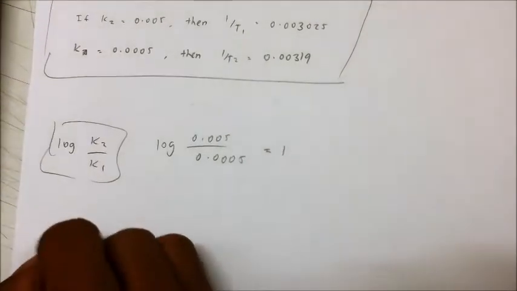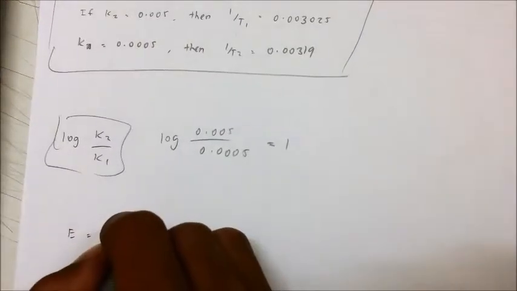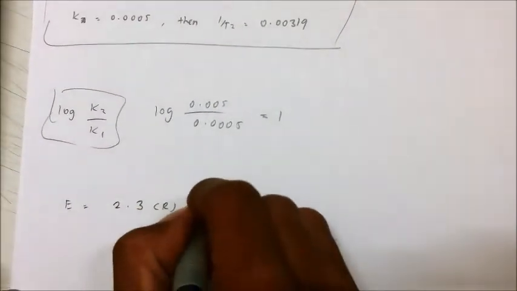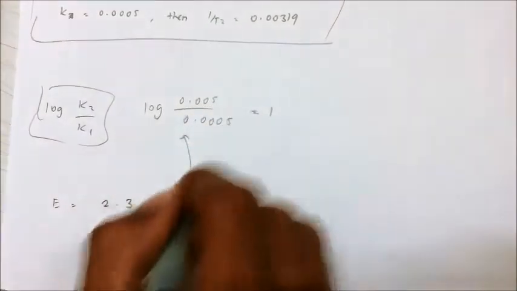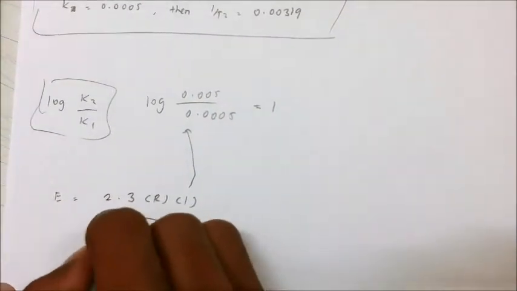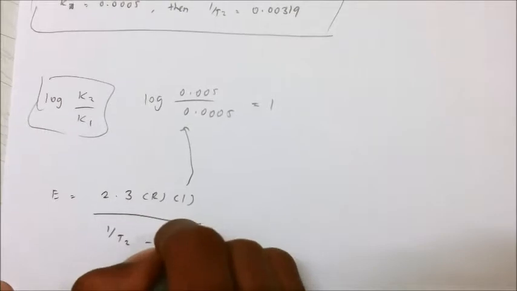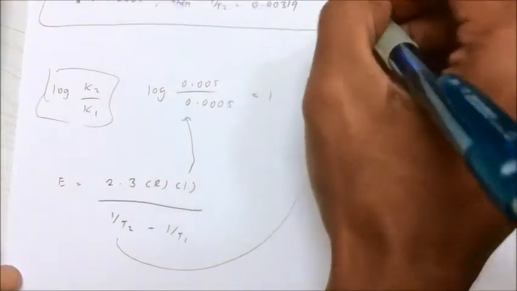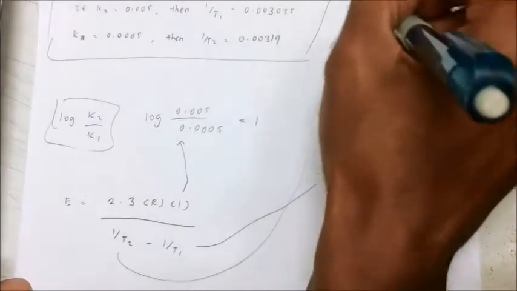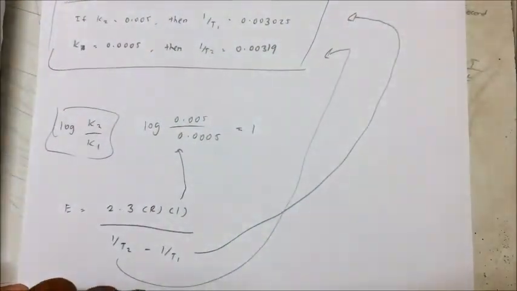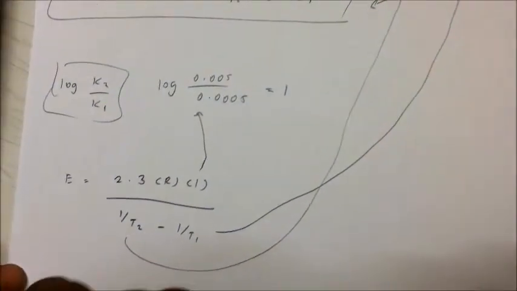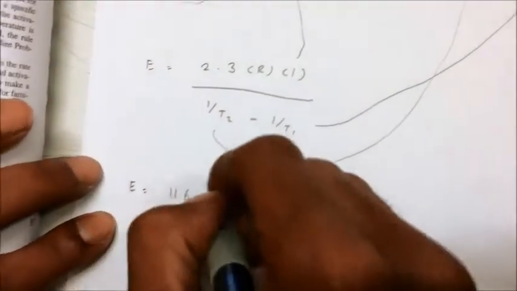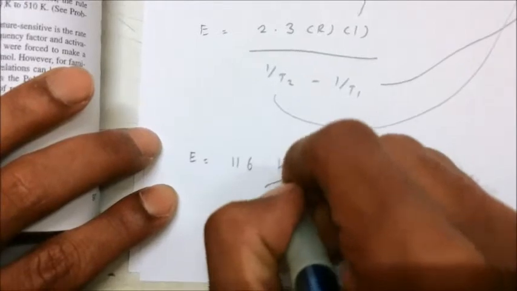And then after that, we have the equation of E equal to 2.3 times R times 1 over 1 over T2 minus 1 over T1. T2 we get from this value, and T1 we get from this value. And then using your calculator, you will get the value of activation energy of 116 kilojoules per mole.